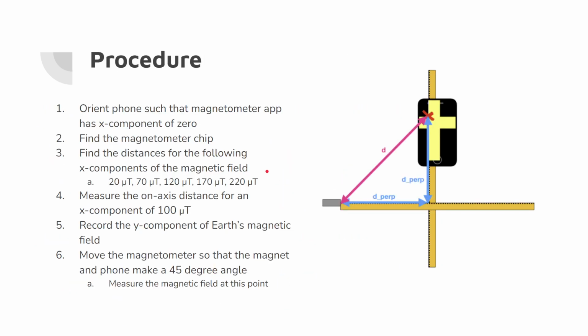So our procedure here: we orient the phone such that the magnetometer app has an exponent of 0. So we orient it with the Earth's magnetic field, and then find the chip, which is up here, and then find the distances for the following x components, and then right here, measure the on-axis distance for an exponent of 100 microteslas. Record the y component of Earth's magnetic field so we can find the y component of the magnet when we create a 45-degree angle like such here.